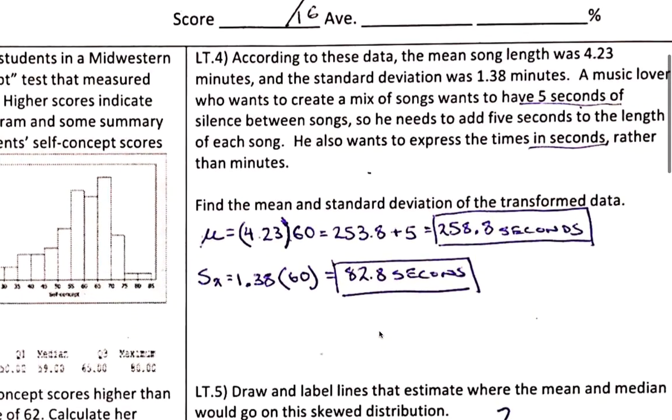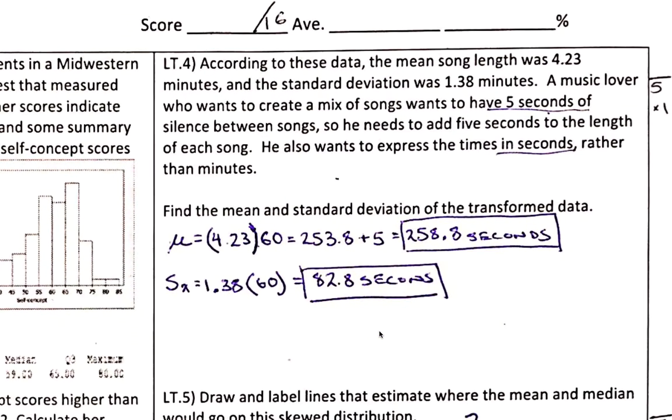Okay, looking at Learning Target 4. We're taking a look at the mean song length was 4.23. The standard deviation is 1.38. And so we want to create a mix, but we want to have 5 seconds in between songs. We're going to add 5 seconds to each song. We also want to express this time in seconds rather than minutes. So what does this mean? What is going to happen to the mean and the standard deviation?